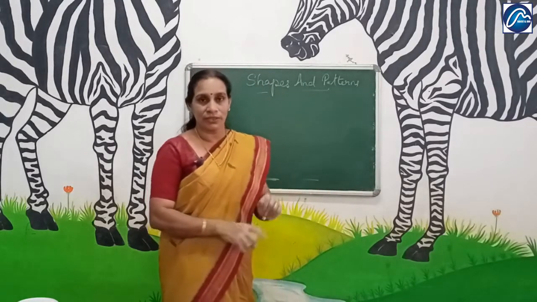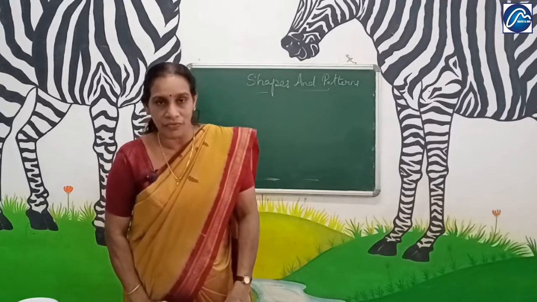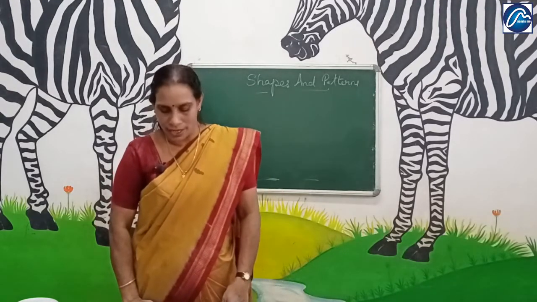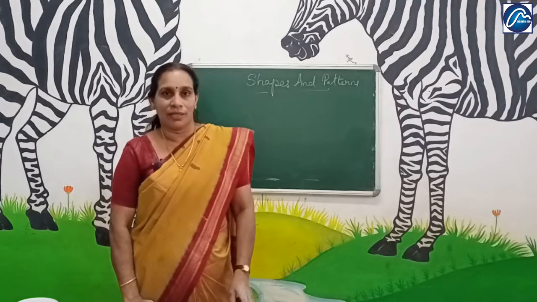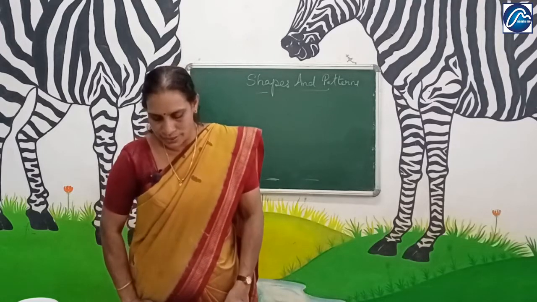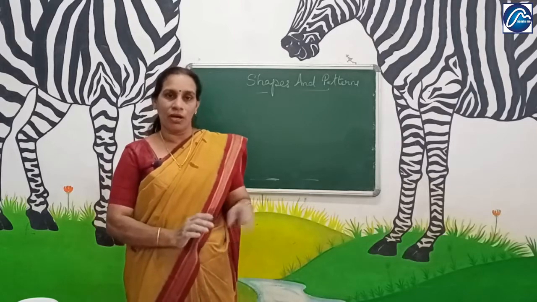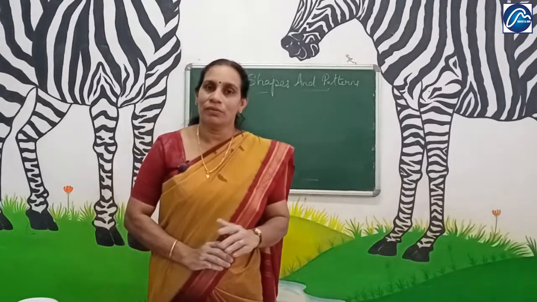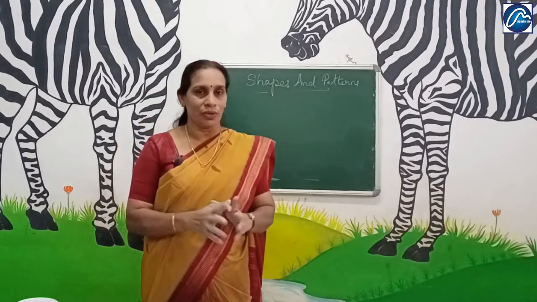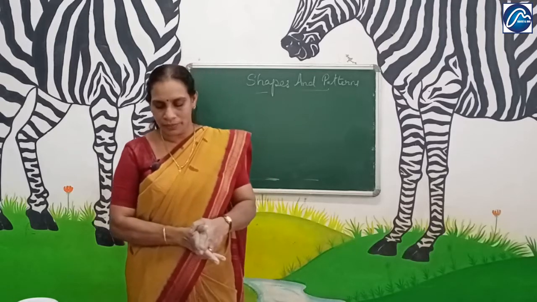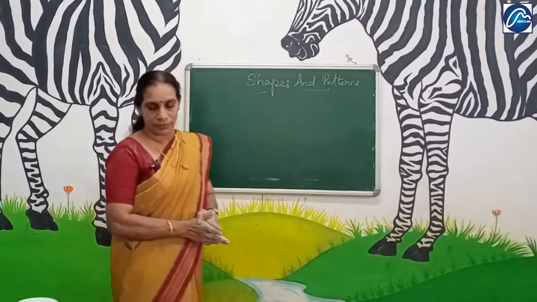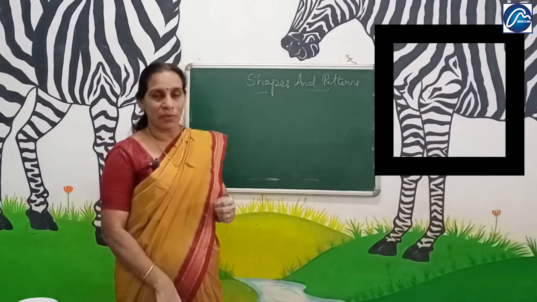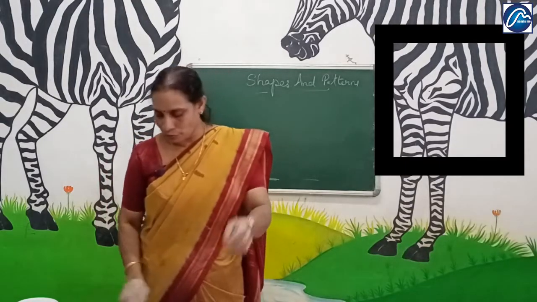We have discussed flat shapes. Which are the flat shapes? Rectangle, square, triangle and circle. These are plain shapes or flat shapes. All of these have sides. Triangle has sides and corners. How many sides does a square have? Four sides. So, the square has four sides. The number four. Solid shapes.